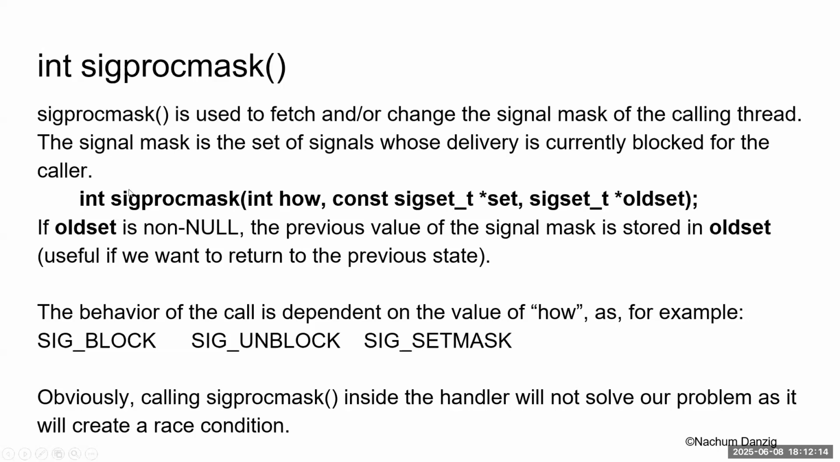So we have a function called sigprocmask, which exists for the purpose of blocking signals. And we also have a race condition here. Because let's say in the first line of my signal handler I start blocking all other signals, but what if I get a signal before I made the blocking? I have a race condition. But I'm just telling you the existence of this function. Sigprocmask is used to fetch and or change the signal mask of the calling thread. The signal mask is the set of signals whose delivery is currently blocked for the caller. In other words, I can block a signal.